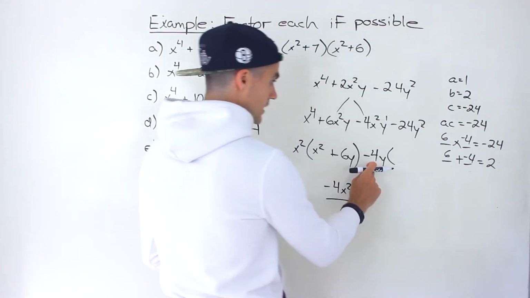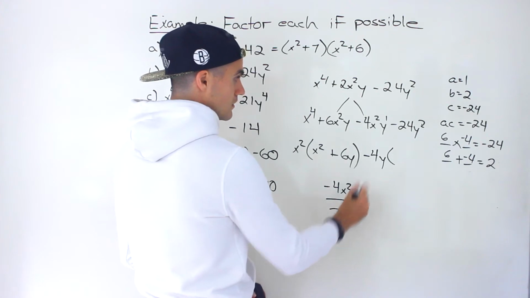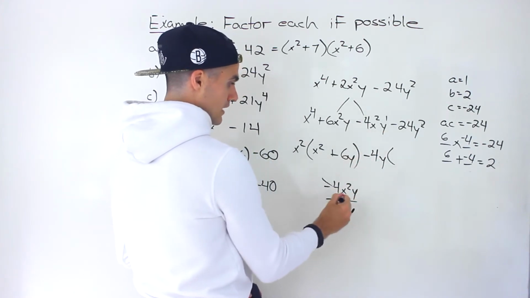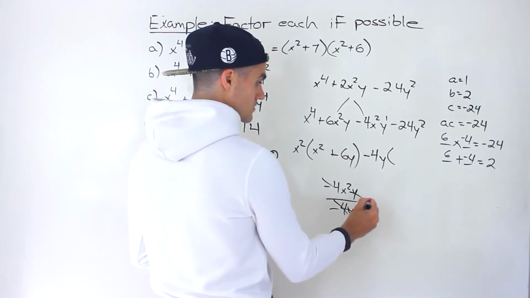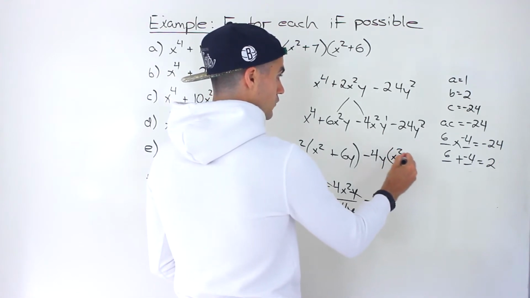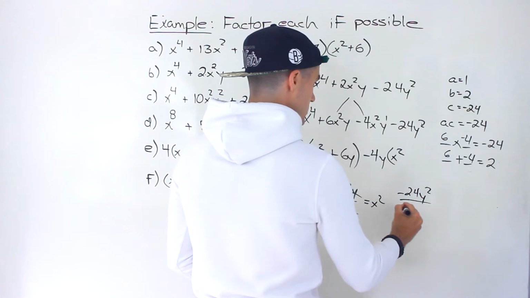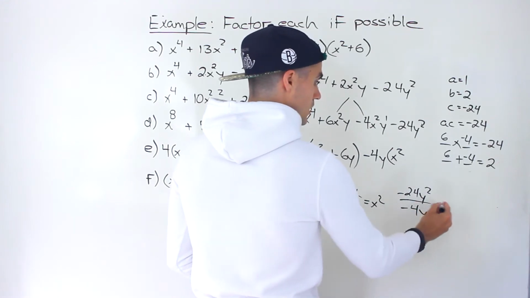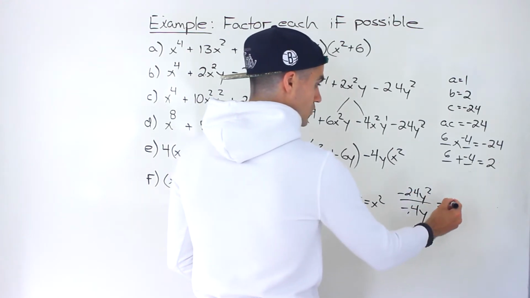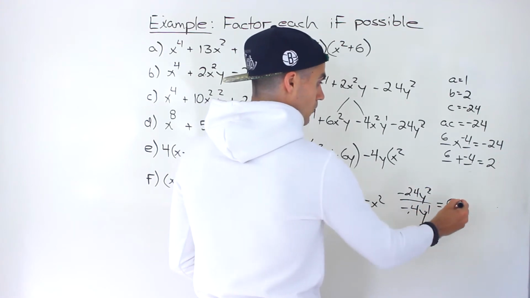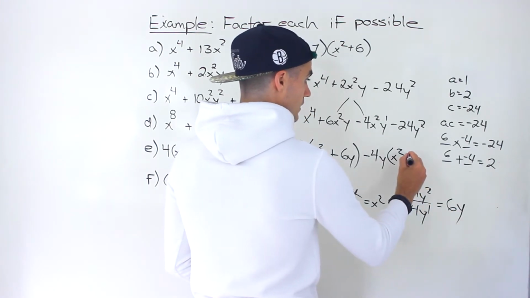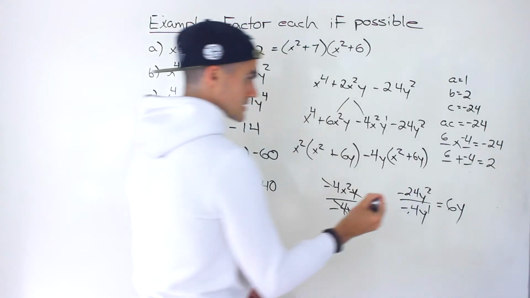So what we're doing is we're taking out a negative 4y from this expression. The negative 4's cancel, the y's cancel, so we're just left with x squared over here. And then we got negative 24y squared. We're taking out a negative 4y as well. Negative 24 divided by negative 4 is positive 6. Y to the 2 over y to the 1 gives us just y. So we'd end up with positive 6y like that.